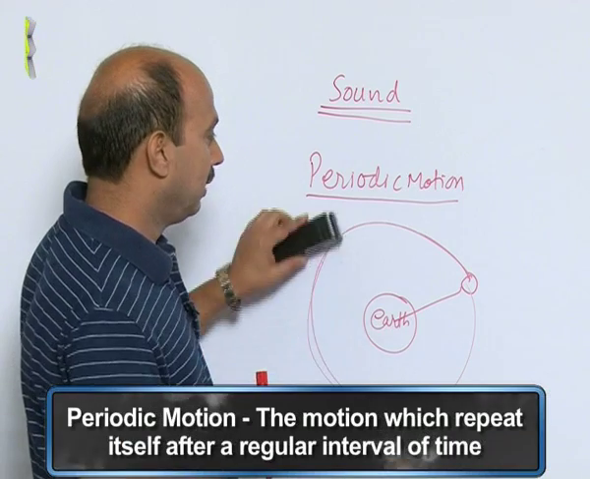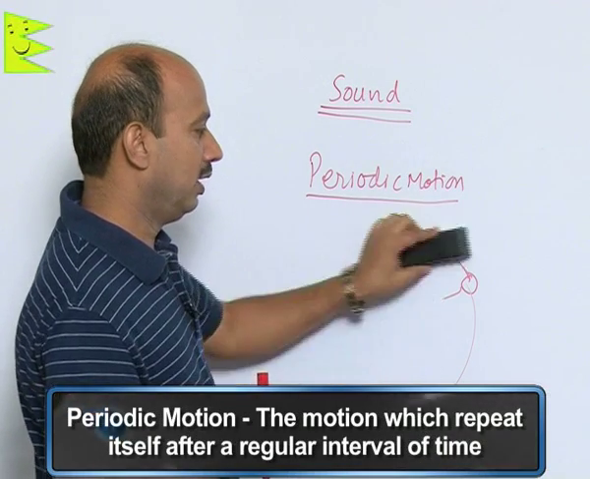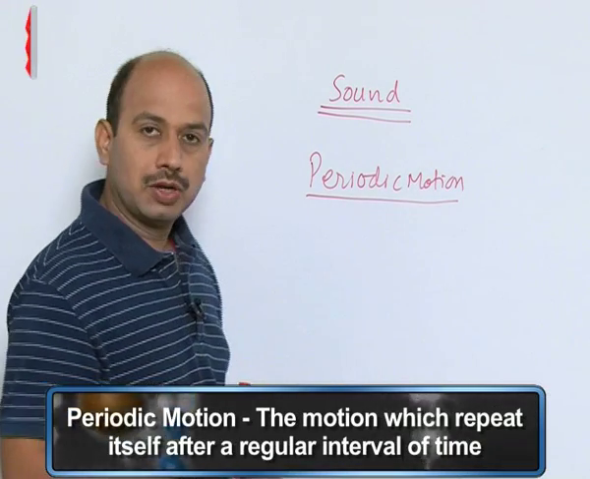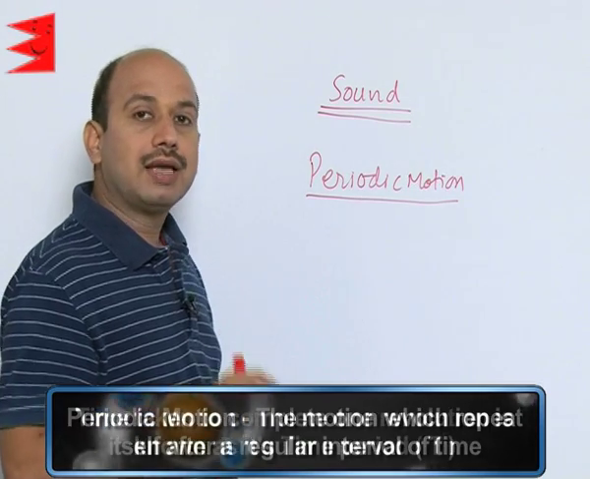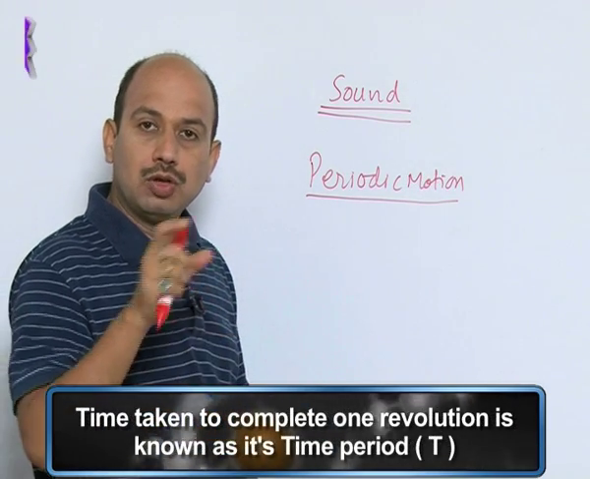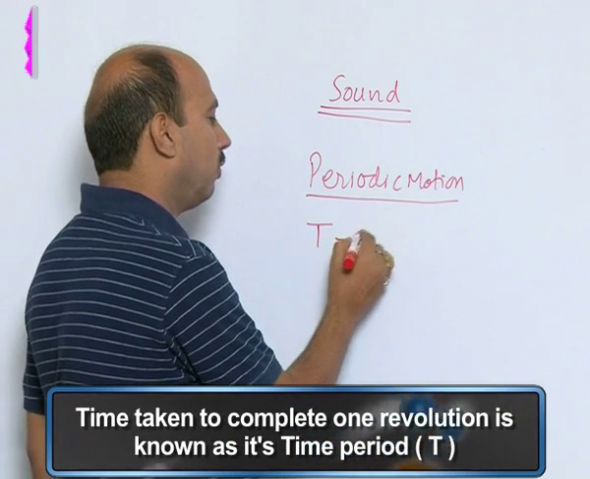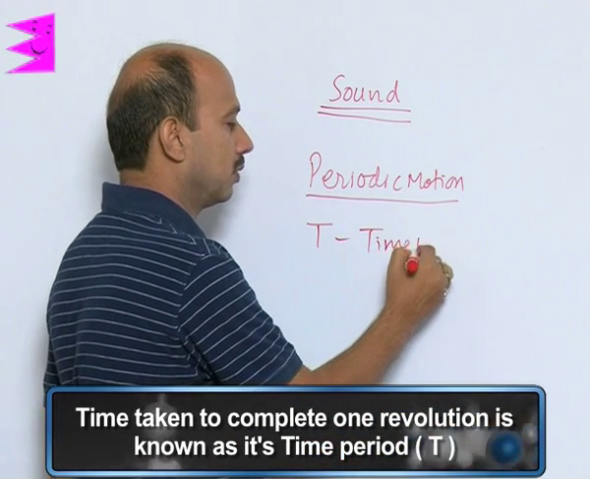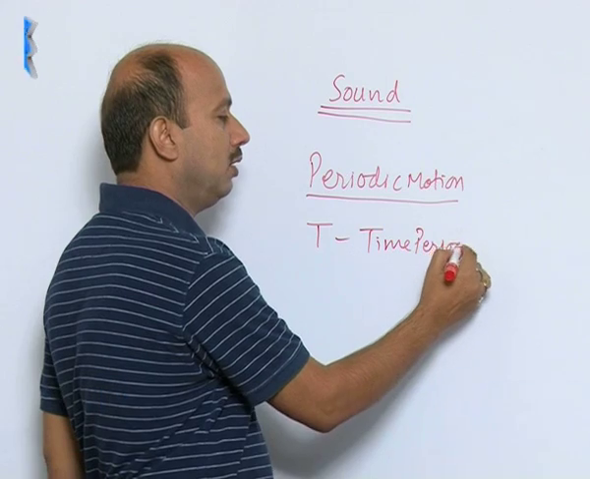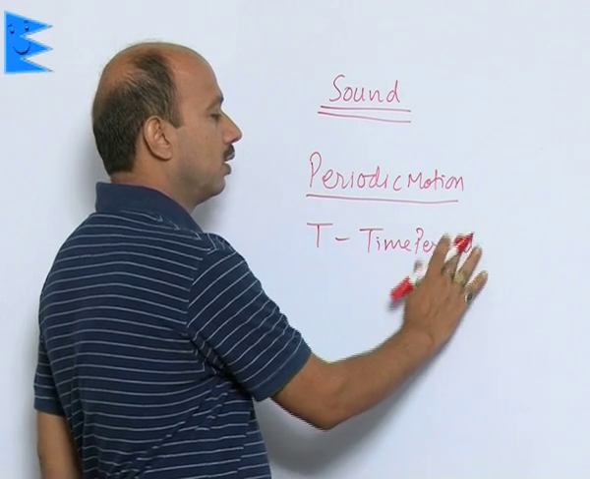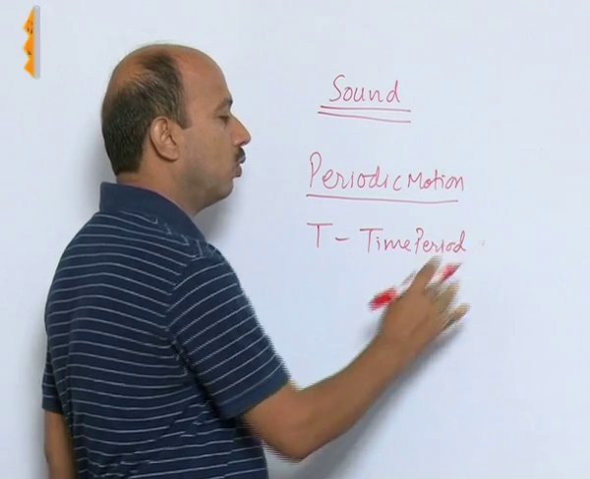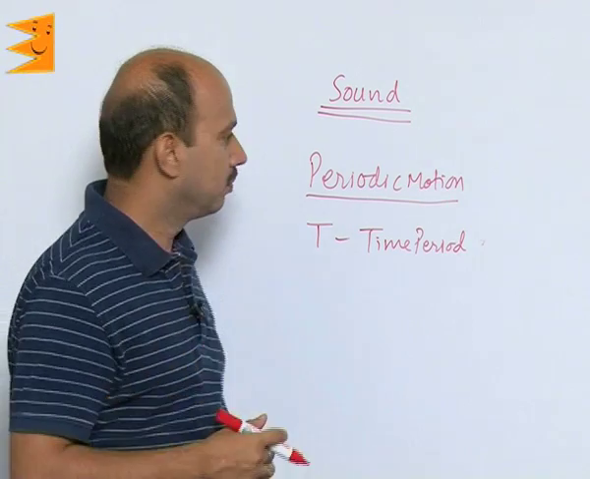So, the motion which repeats itself after a regular interval of time is known as periodic motion, and time taken to complete one revolution is known as its time period. So, we use symbol T for time period. So, what is time period? That is time taken by body to complete one revolution.